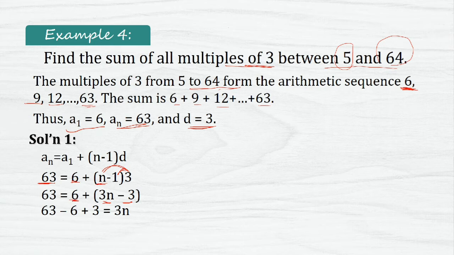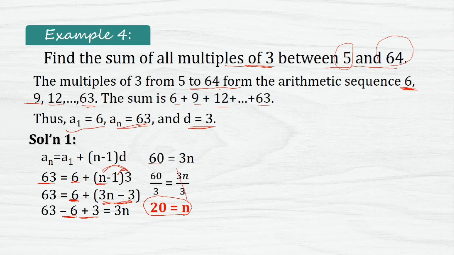And then, transpose si positive 3 maging negative, positive 6 maging negative 6. So, ito naman, from negative 3 maging positive 3. And then, simplify. 63 minus 6 plus 3 is 60 equals 3n. So, to get the value of n, we have to divide both sides by the coefficient 3. So, cancel, and therefore n is 20. In this case, we have the value of the last term, which is the a sub 20. Ibig sabihin si 63 dyan, yan yung a sub 20 natin, or yan yung last term natin.